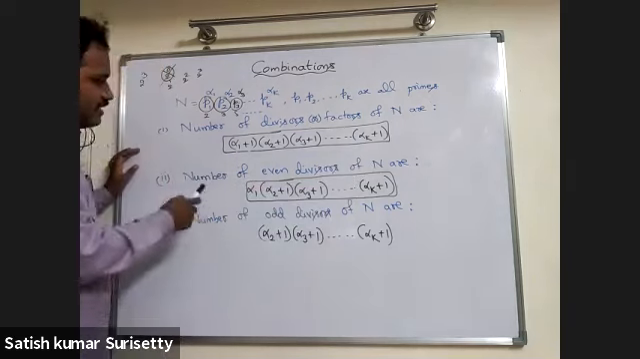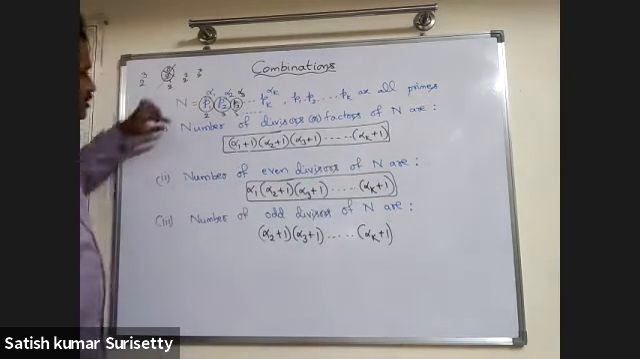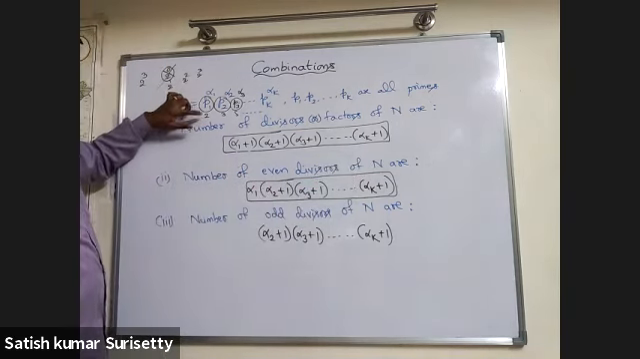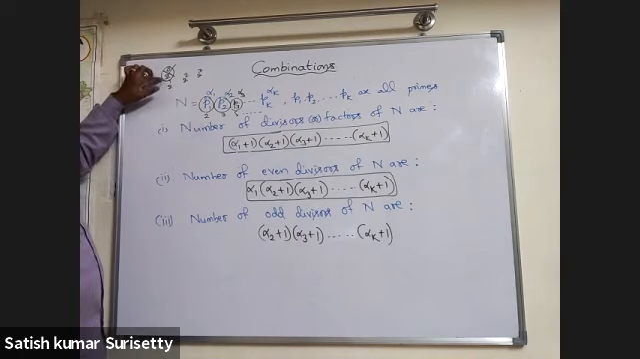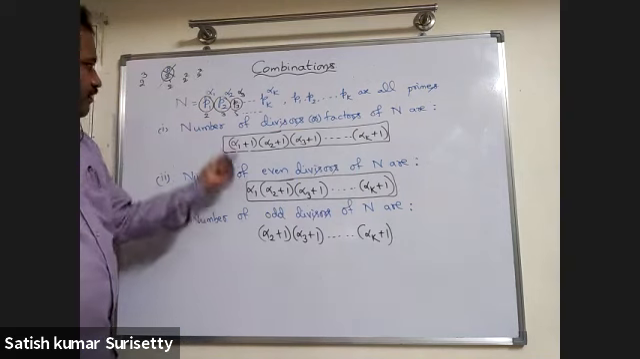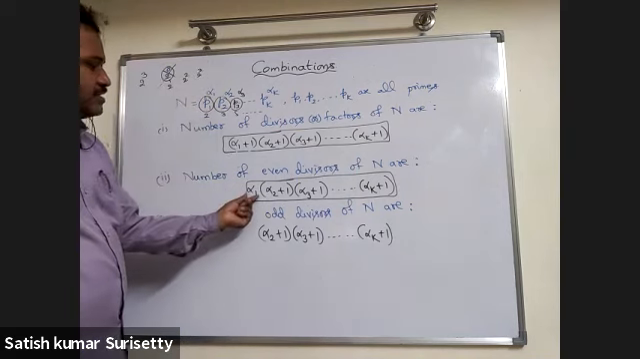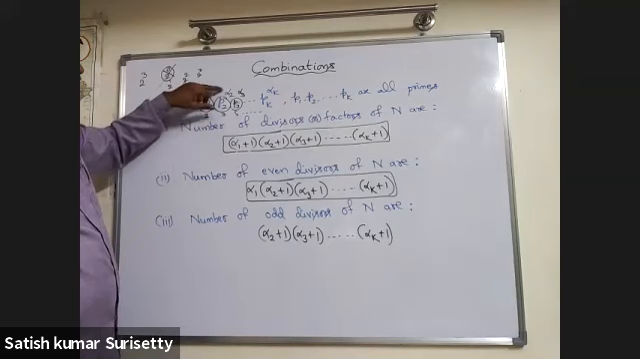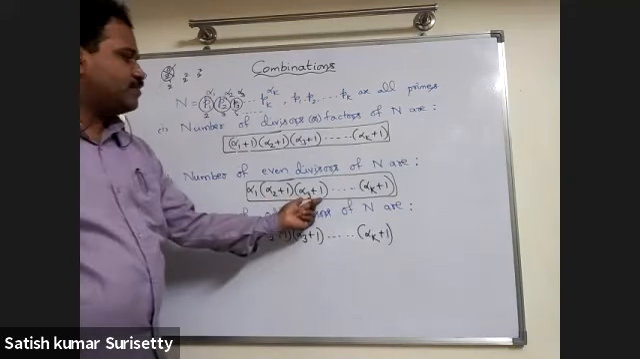Now when I am considering the even divisors of n, at least one factor of 2 is required. So the 2 to the power of 0 case we have to eliminate. So 2 to the power of 1, 2 to the power of 2, 2 to the power of 3, and so on. So for 2 to the power of alpha 1, the possibilities are alpha 1, whereas for 3 power alpha 2, it is alpha 2 plus 1, alpha 3 plus 1, and so on, alpha k plus 1.